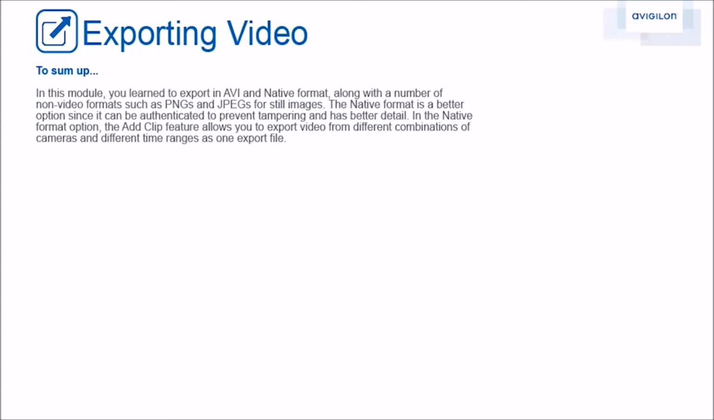To sum up, in this module, you learn to export in AVI and native format, along with a number of non-video formats such as PNGs and JPEGs for still images. The native format is a better option since it can be authenticated to prevent tampering and has better detail. In the native format option, the Add Clip feature allows you to export video from different combinations of cameras and different time ranges as one export file.